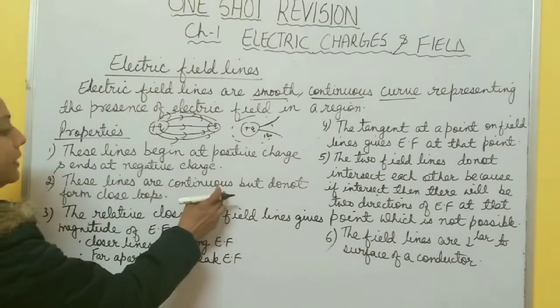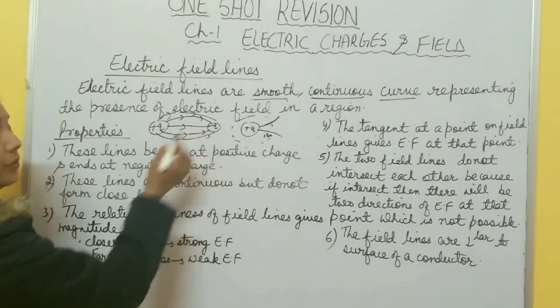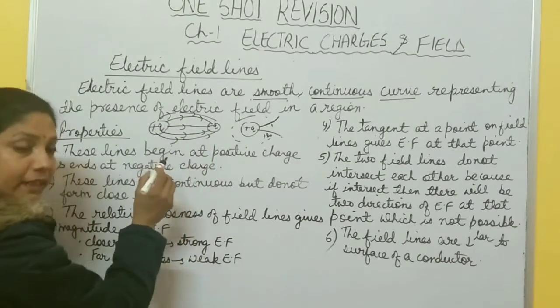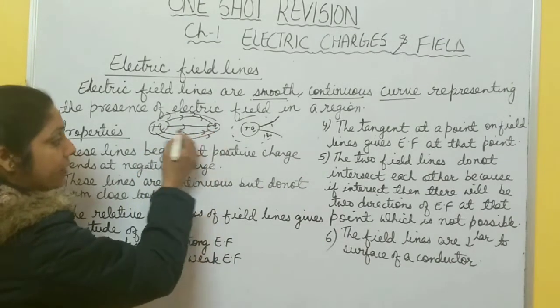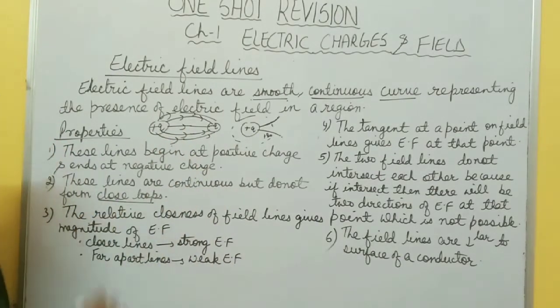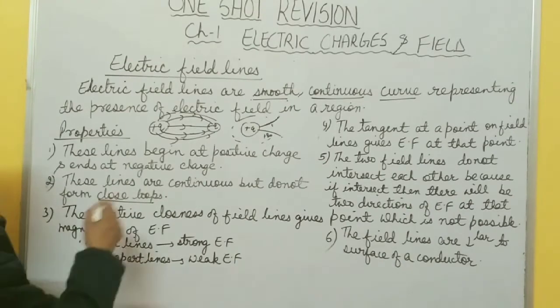These lines are continuous, but they do not form closed loops because the direction is from positive charge to negative charge, not from negative to positive. So it does not form closed loops. It's very important. But when you study magnetic field lines, then they form closed loops, right?